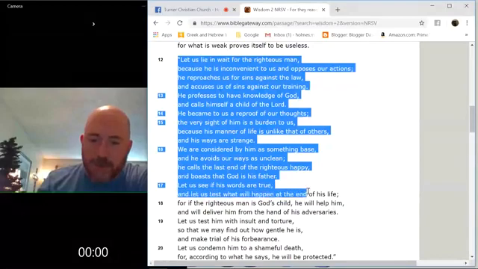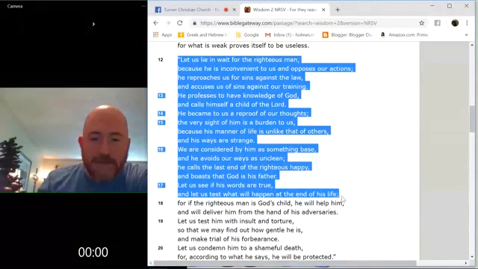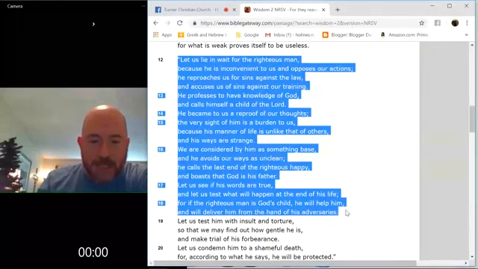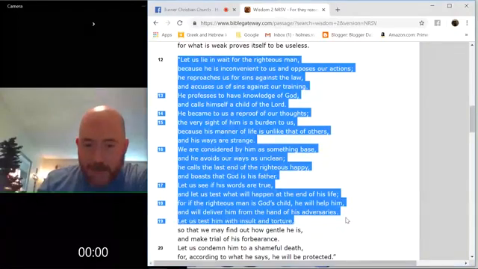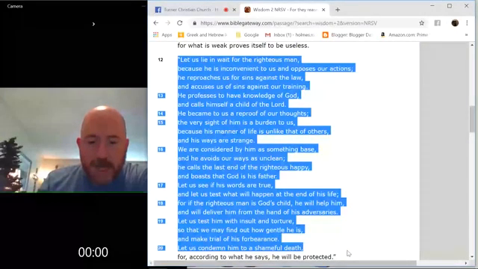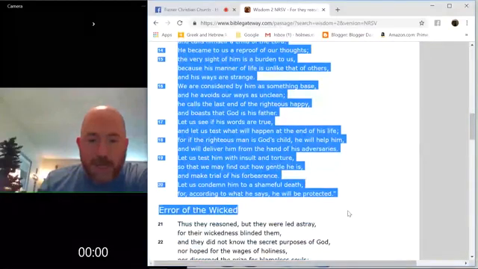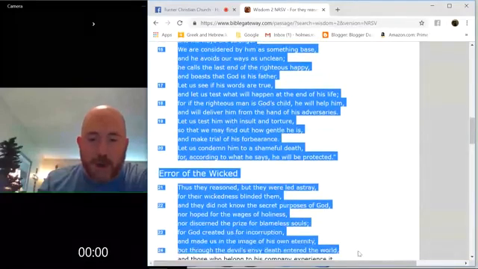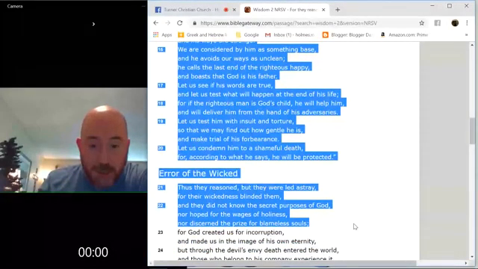Let us see if his works are true, and let us test what will happen at the end of his life. For if the righteous man is God's child, he will help him and deliver him from the hands of his adversaries. Let us test him with insult and torture, so that we may find out how gentle he is and make a trial of his forbearance. Let us condemn him to a shameful death, for according to what he says, he will be protected. Thus they reasoned, but they were led astray, for their wickedness blinded them, and they did not know the secret purposes of God, nor hoped for the wages of holiness, nor discerned the prize for blameless souls.